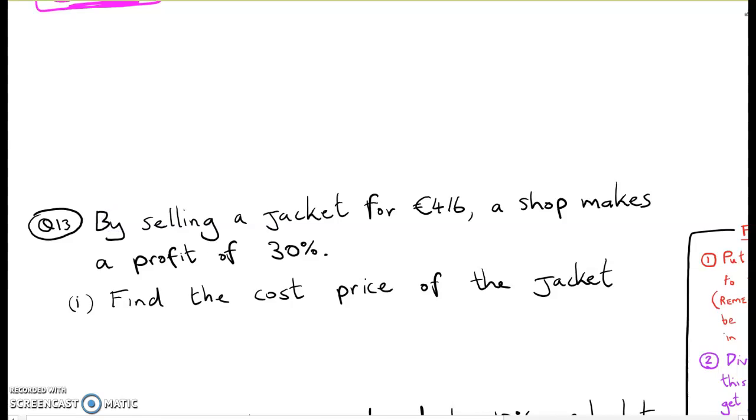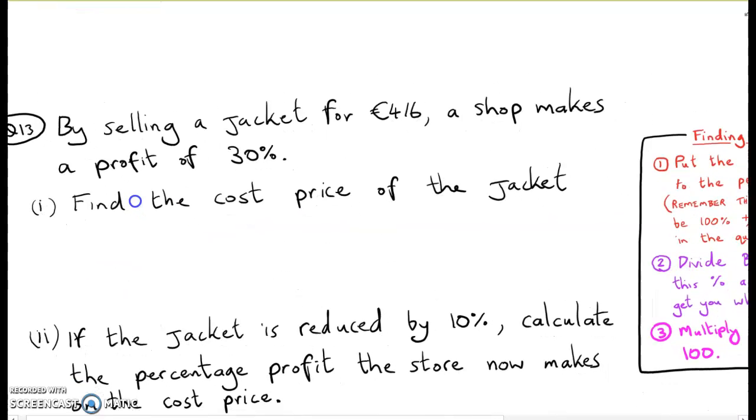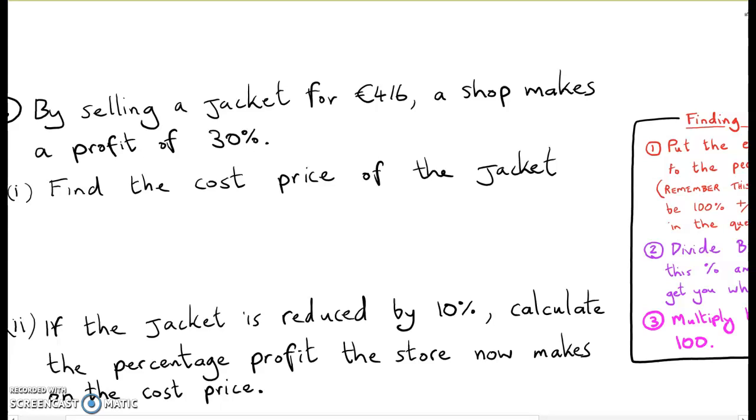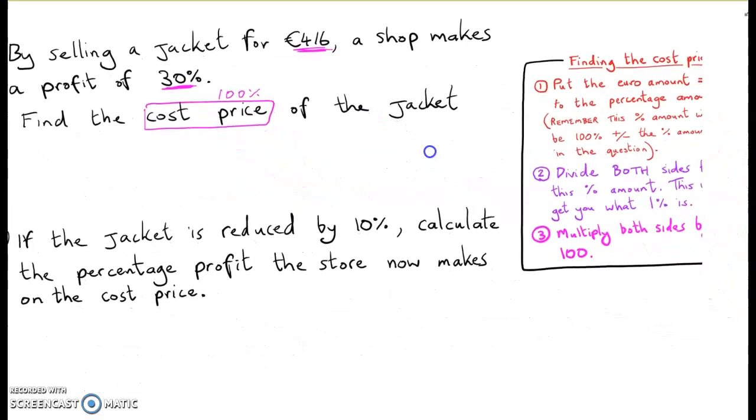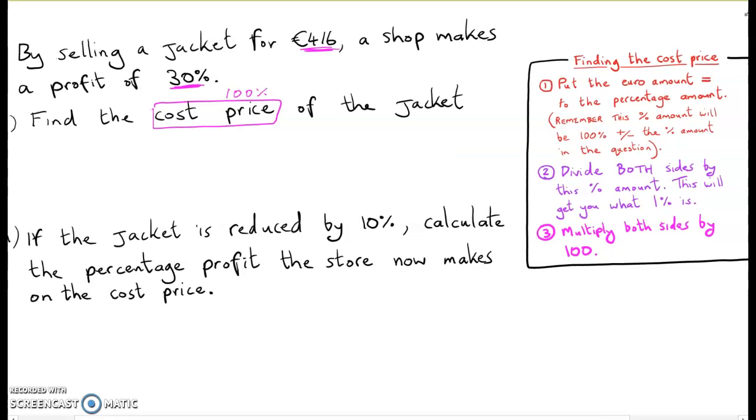We'll try another one of those. So it says, by selling a jacket for 416 euro, a shop makes a profit of 30%. Find the cost price. They want you to find the 100% price. And we follow the exact same steps. I'm not too sure now whether you can see that all that well. We'll try and make it as big as we can. Now, if you wanted to pause the video and try and do this question on your own, you're more than welcome. Pause it now. But I'm going to keep going.